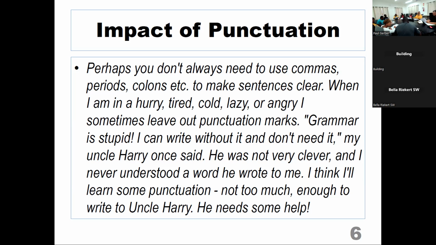To make sentences clear. So it's saying perhaps we don't always need to use commas, periods, colons. Now instead of mentioning all the punctuation marks, the writer just says etc. to make sentences clear. Now when it's like this, it's an abbreviation. When you use an abbreviation, you have to put a dot after the last letter that you use. Not after every letter, like E dot, T dot, C dot. No. You put ETC dot.